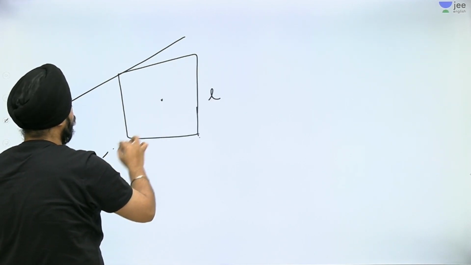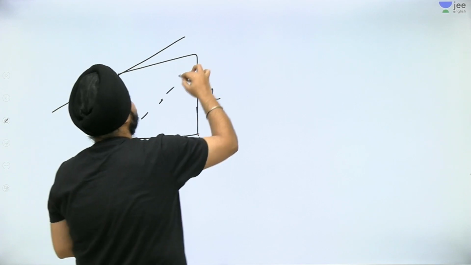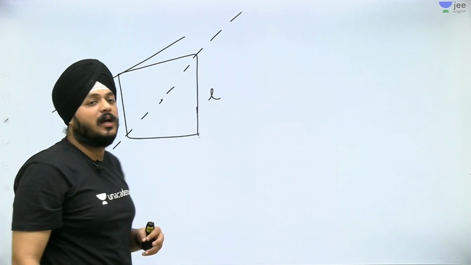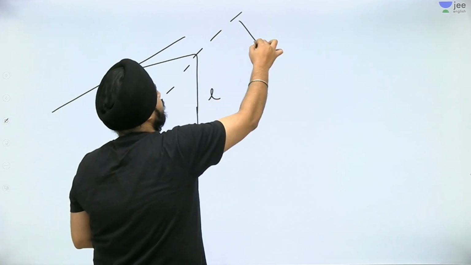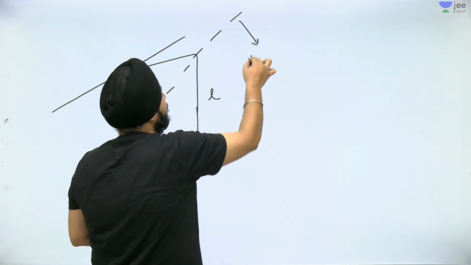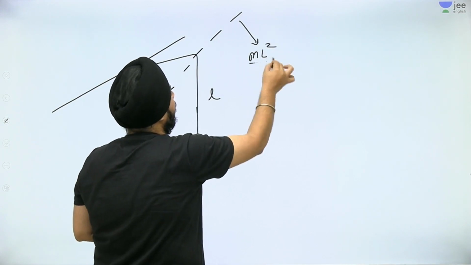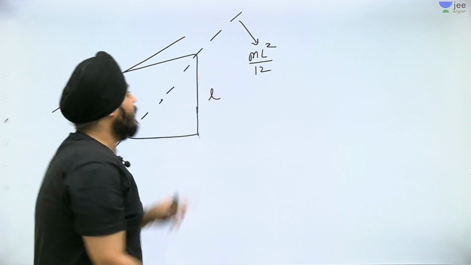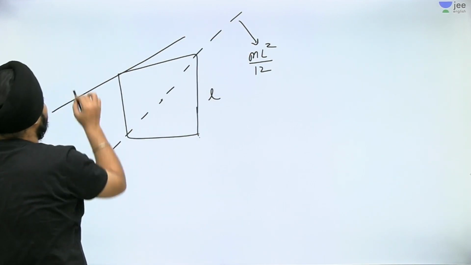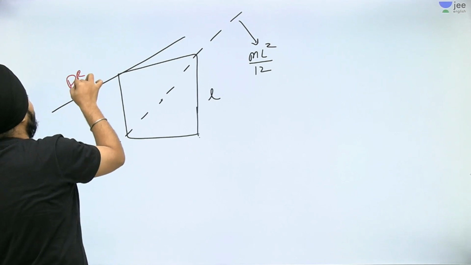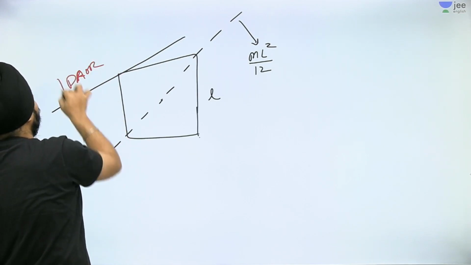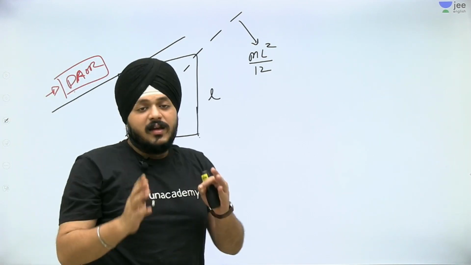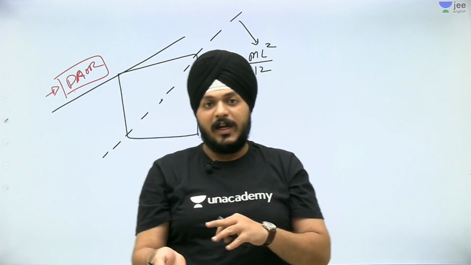First of all, let us draw the axis of rotation about which we have the value of the moment of inertia. This is the axis of rotation about which we have the moment of inertia, that is ML square by 12. This is known, and this is our desired axis of rotation. See, neither is it parallel, nor is it perpendicular.